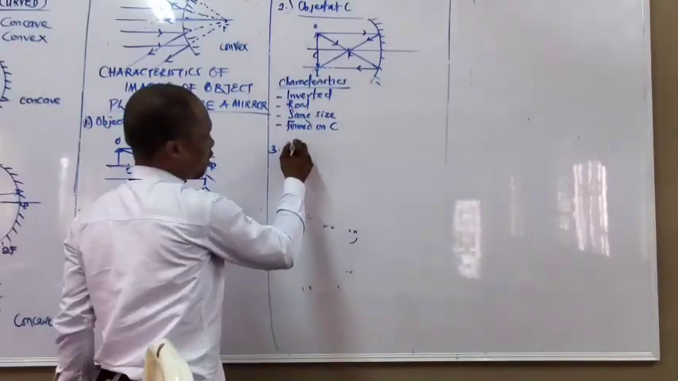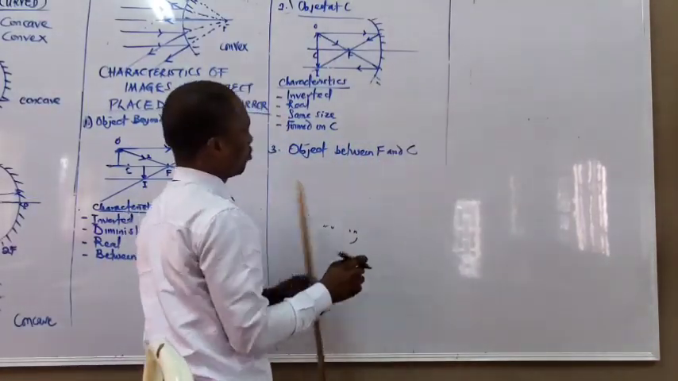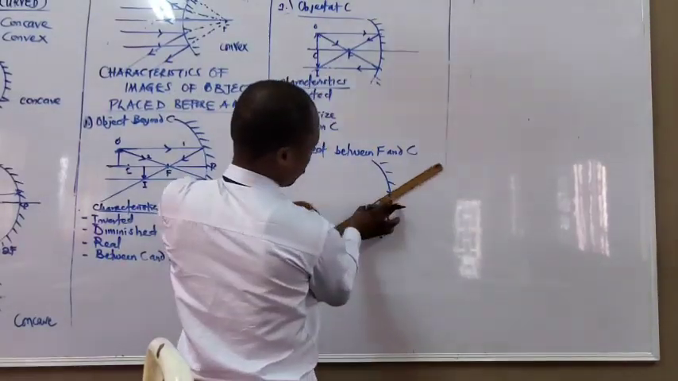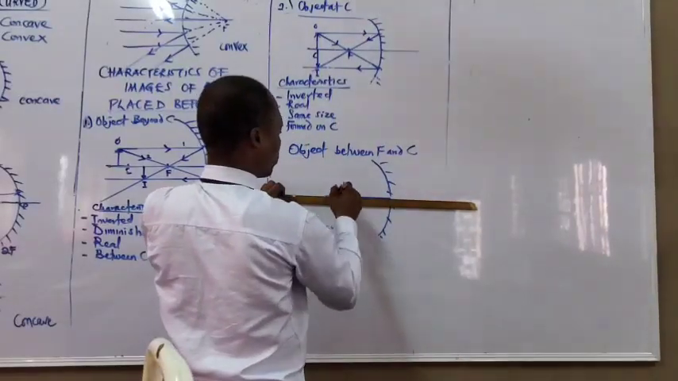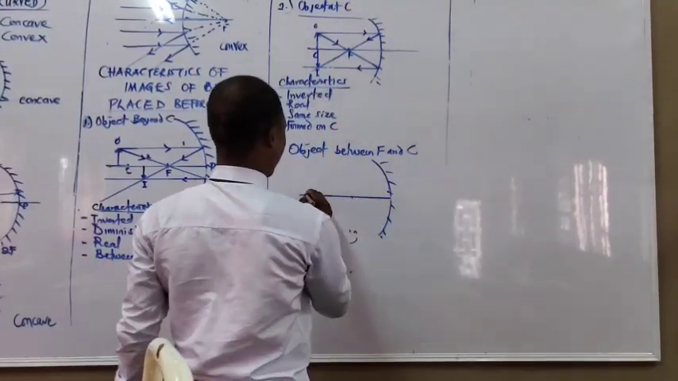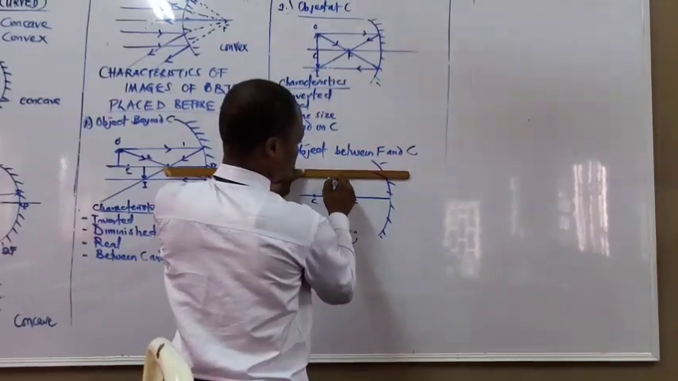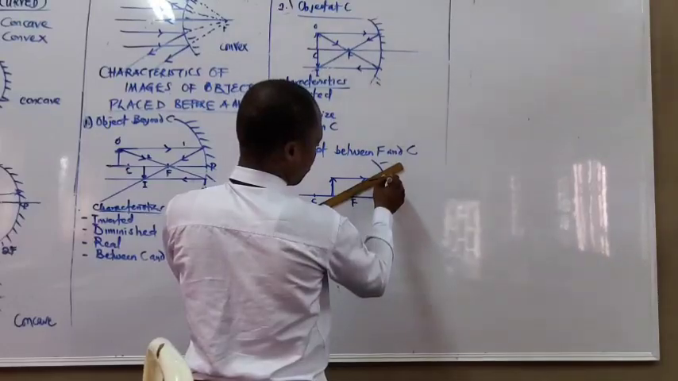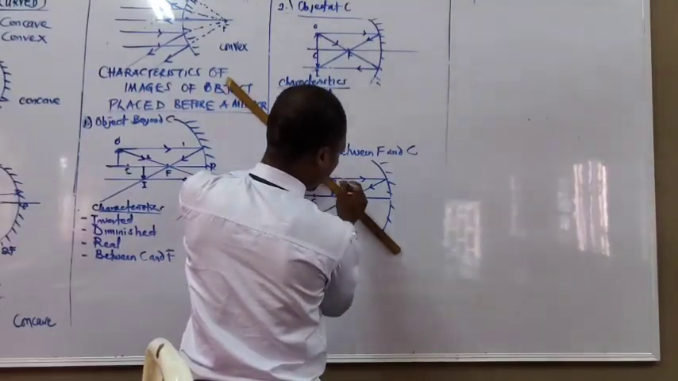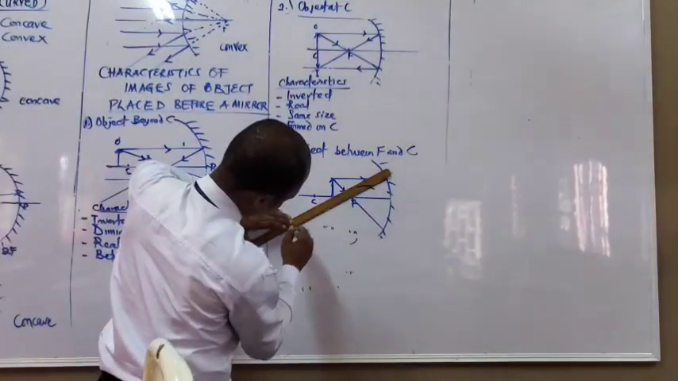Also, let's quickly do an object between F and C. Draw your principal axis, you measure, place between, this is your F, this is your C. The ray parallel passes through F. The ray passing through F, so let's draw this, let's make it longer.